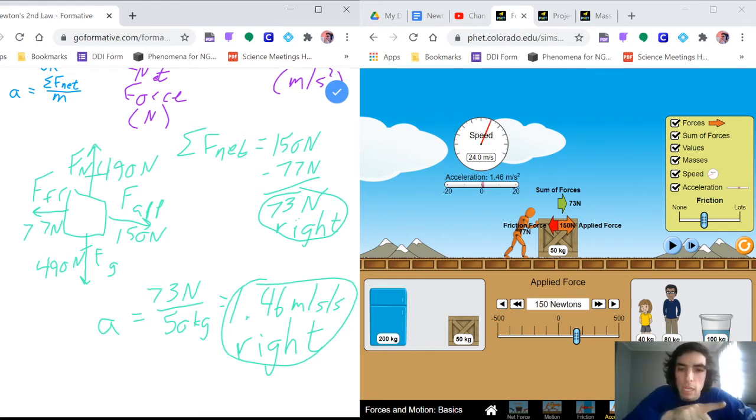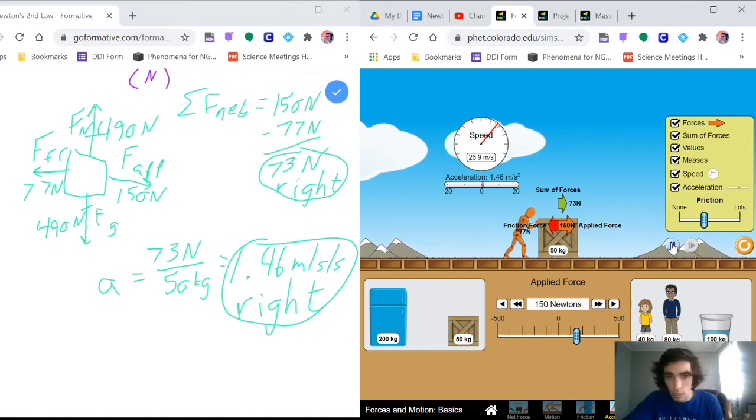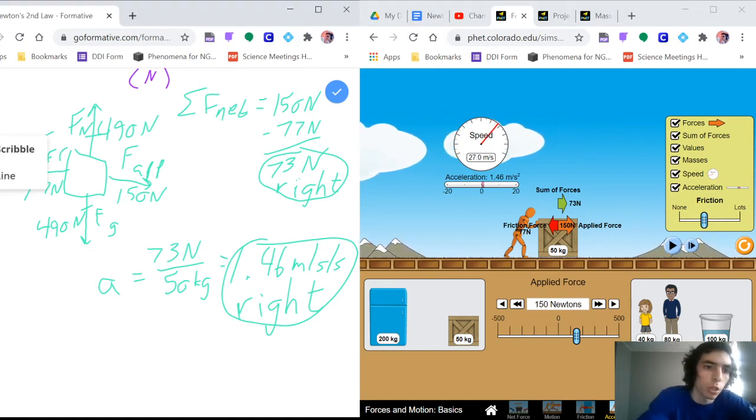Now, what this means could depend on how the object was already moving. So I'll give an example of this now. Since this object is moving to the right, I'll just let the simulation play for a second. It's moving to the right, we can see that. This object is being pushed to the right by the mannequin, and it's moving to the right. That tells us that the velocity is to the right. Velocity is just an object's motion. So if we know the object is moving right, its velocity is right.